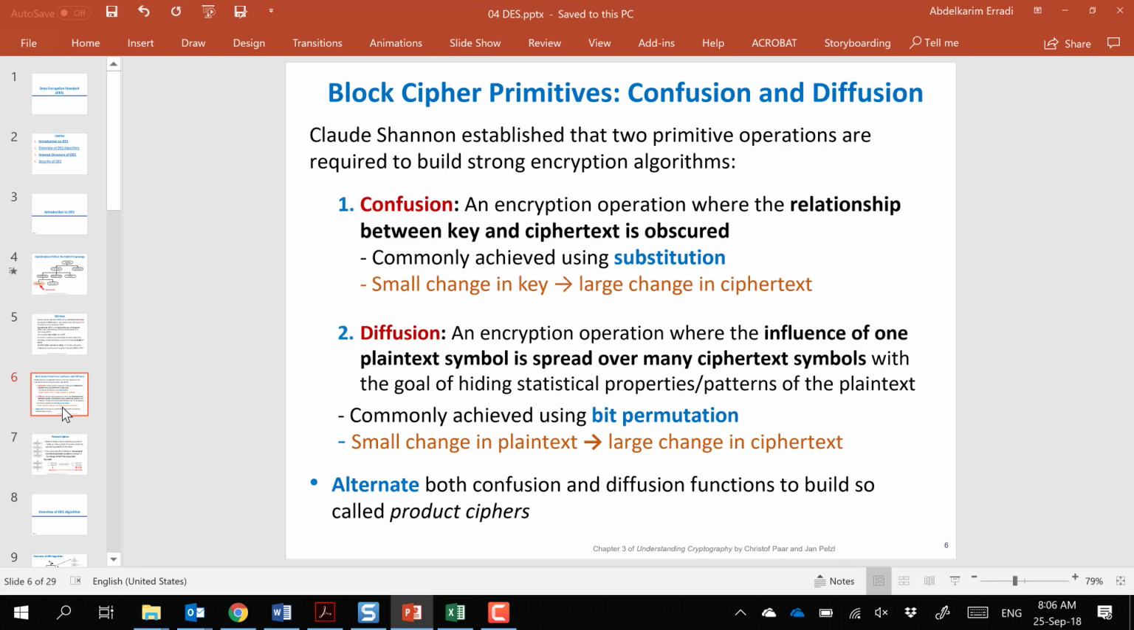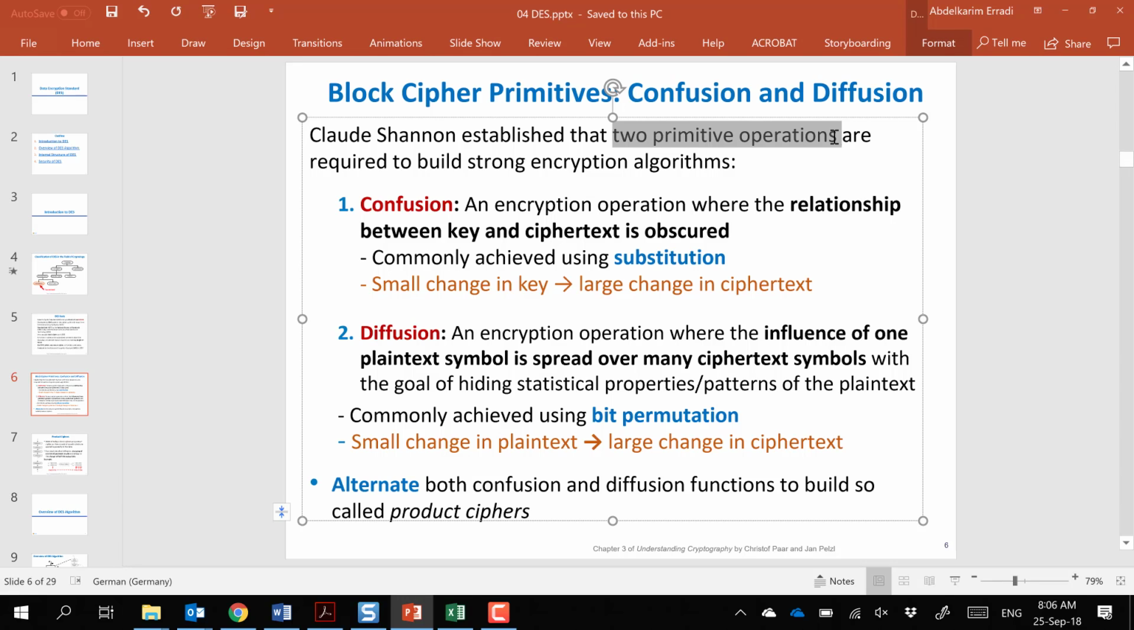Now, this slide is very important. As we move deeper into the ciphers, modern ciphers use these two primitive operations. These primitive operations are critical for modern ciphers. And these operations were suggested by Claude Shannon. This is a very well-known scholar in communication, but he did some work also in cryptography. And he came up with these two fundamental primitives that are used by all ciphers.